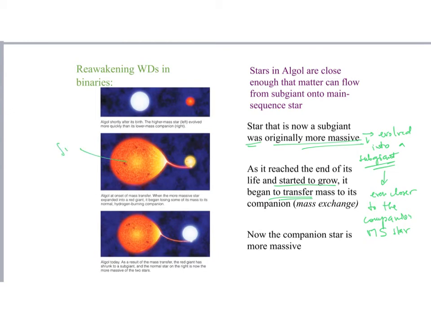So here is the subgiant. This was a more massive main sequence star, okay? And this now starts to transfer mass onto the initially smaller mass main sequence star. So this one grows in mass and then becomes more massive than the subgiant. So that is the explanation.